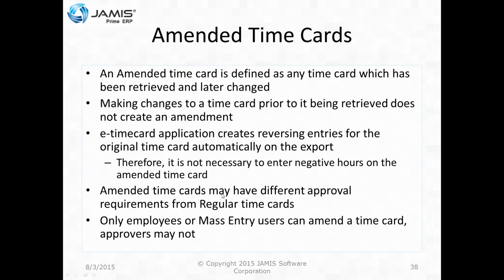The amended time cards at Dawson do not have different approval requirements. It's still a single approver. And only employees or mass entry users can amend a time card. Your approvers cannot. If there is a problem, it has to go back to the original person. It always goes back to the beginning to correct any mistakes in the timekeeping process.